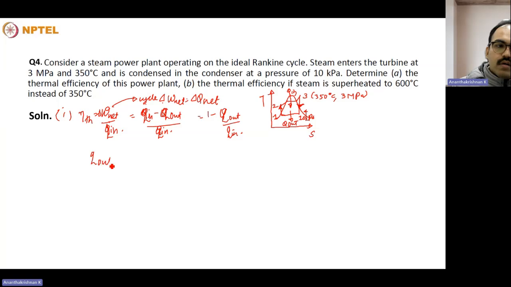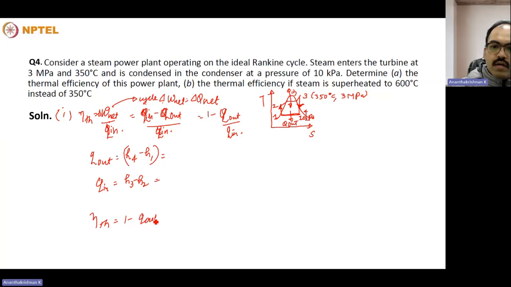The Q out will be equal to H4 minus H1. That is the heat output, the condenser heat output. You need to calculate the state points to get H4 and H1. And then Q in will be H3 minus H2. That is the boiler heat input. And thermal efficiency will be equal to 1 minus Q out divided by Q in.